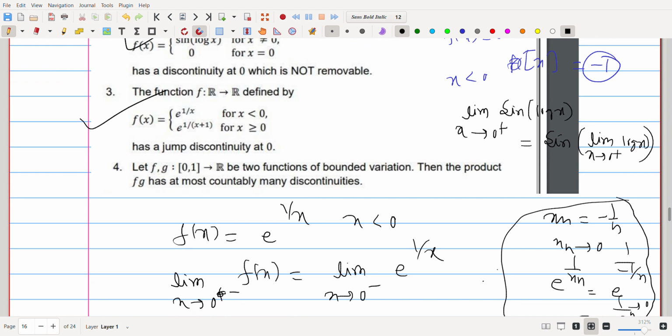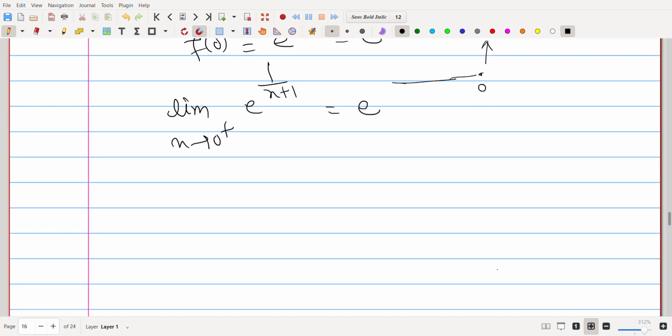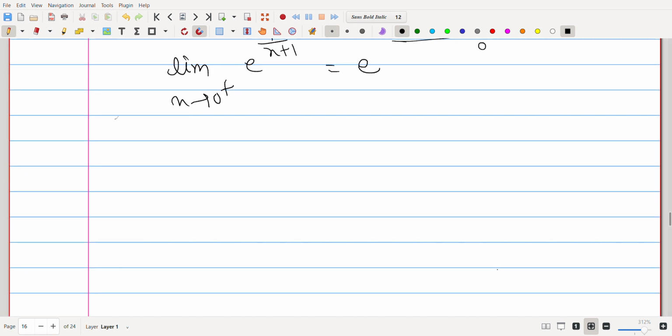Now the fourth one: f and g from [0,1] to R are two functions of bounded variation, then their product has at most countably many discontinuities. So first of all, there is a very important result, the theorem of Jordan.